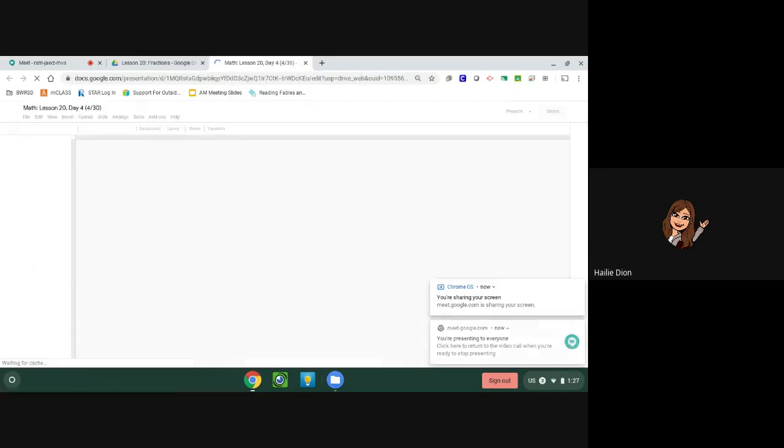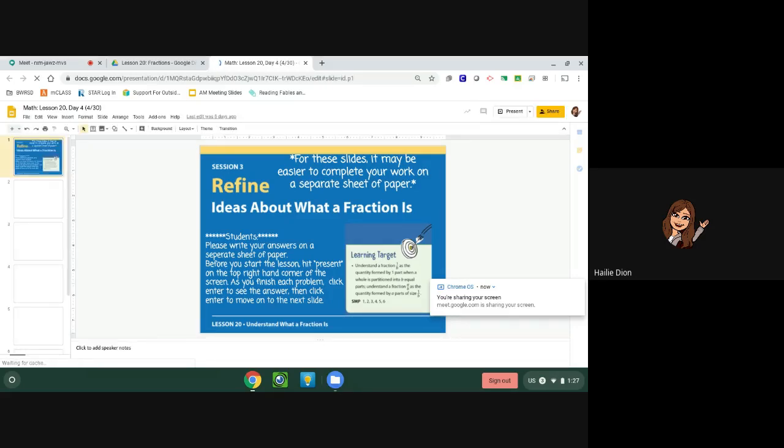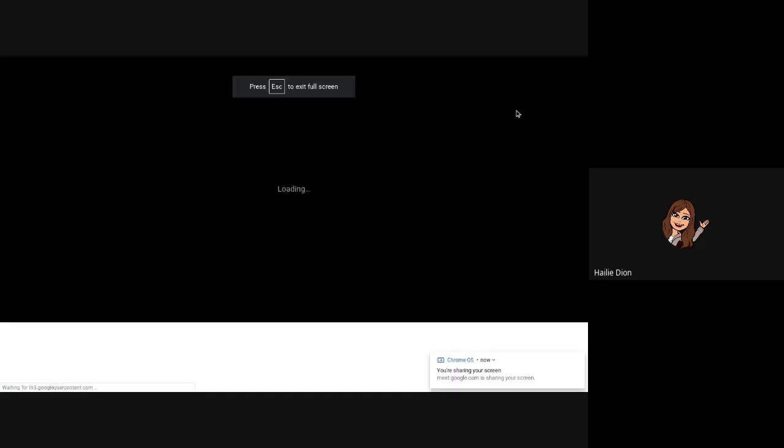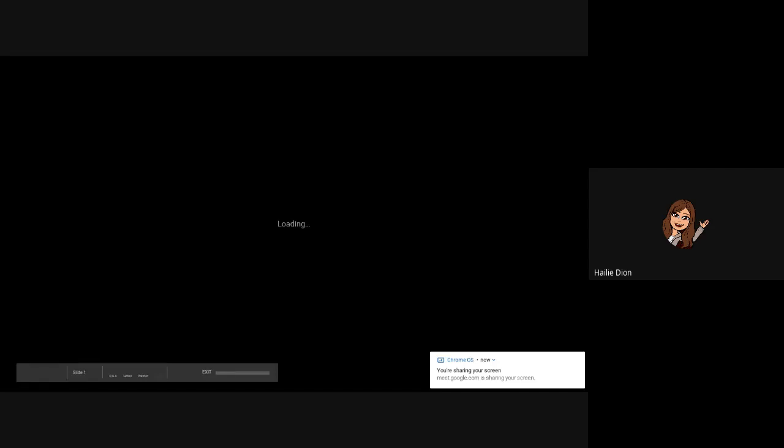So, once this decides to load and we can present it, we're going to get going on our goal for math today. Today we're just getting practice with what the idea of a fraction is. Like I said, we are going to be having our first fraction quiz tomorrow, so we need to make sure that we really feel comfortable with what a unit fraction is, what the numerator is, the denominator, a lot of that vocabulary that we've started working with this week.